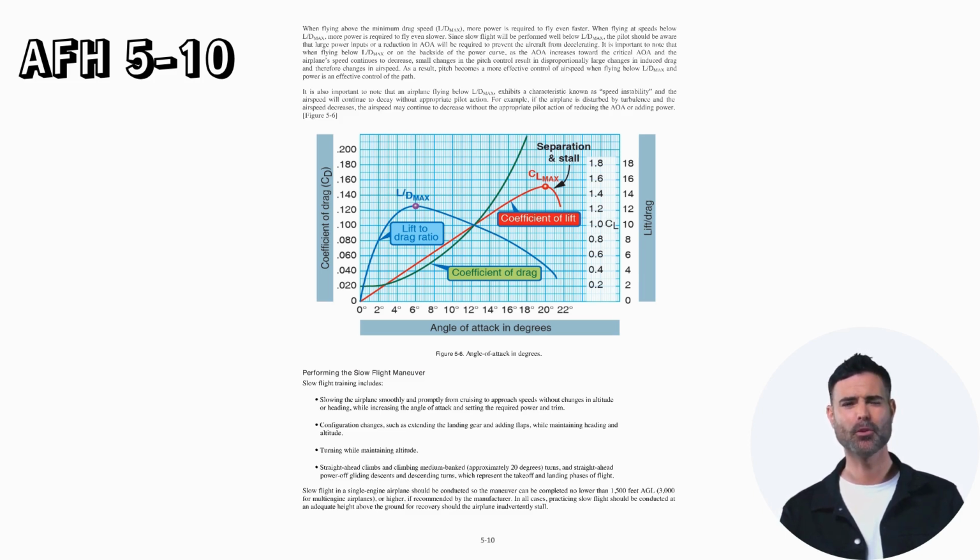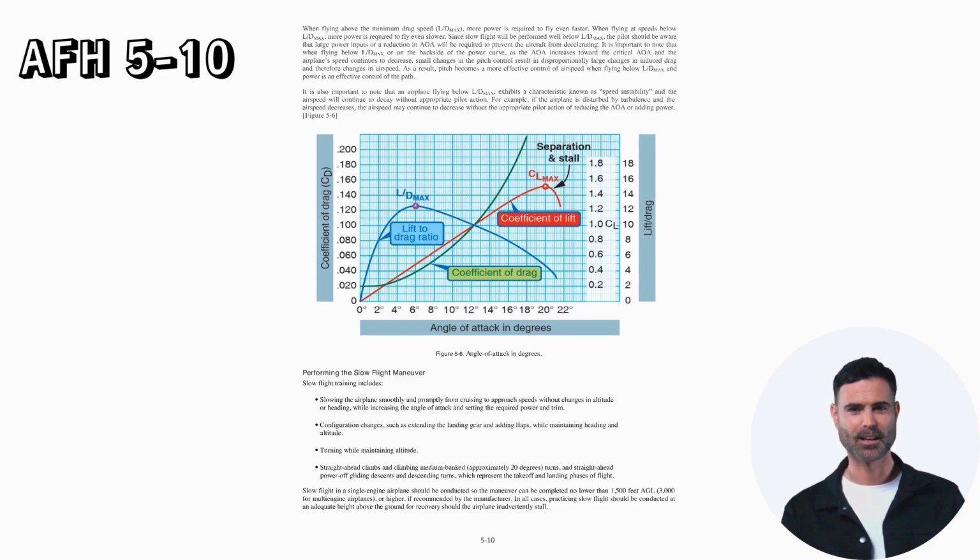Performing the slow flight maneuver. Slow flight training includes slowing the airplane smoothly and promptly from cruising to approach speeds without changes in altitude or heading, while increasing the angle of attack and setting the required power and trim. Configuration changes, such as extending the landing gear and adding flaps, while maintaining heading and altitude. Turning while maintaining altitude. Straight ahead climbs and climbing medium banked approximately 20 degrees turns, and straight ahead power off gliding descents and descending turns, which represent the takeoff and landing phases of flight.